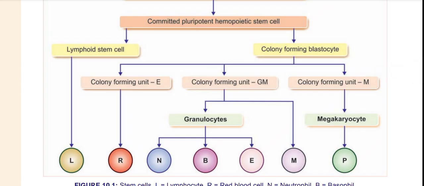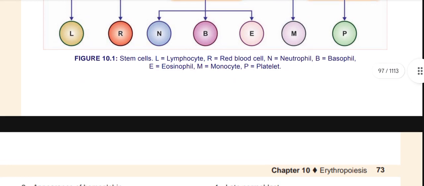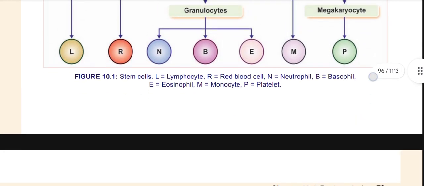Now committed pluripotent hemopoietic stem cells are of two types. One is lymphoid stem cell and another one is colony forming blastocyte. Lymphoid stem cell gives rise to lymphocyte. Now colony forming blastocyte will give rise to colony forming unit erythrocyte, colony forming unit GM, and colony forming unit M or megakaryocyte. Now CFUE gives RBC and colony forming unit GM gives granulocyte and monocyte. In the granulocyte, neutrophil, basophil, eosinophil, and megakaryocyte from CFUM, and also platelets are from this layer.